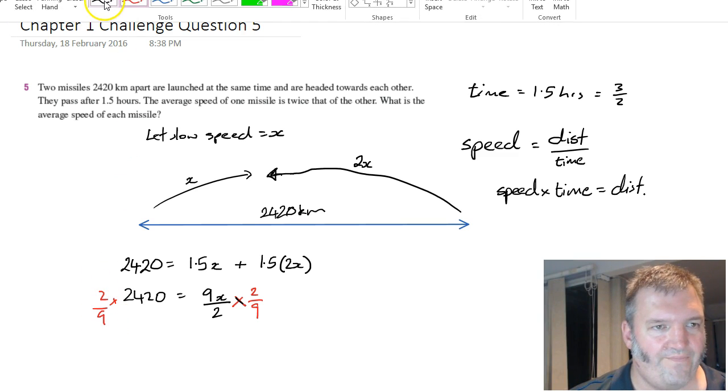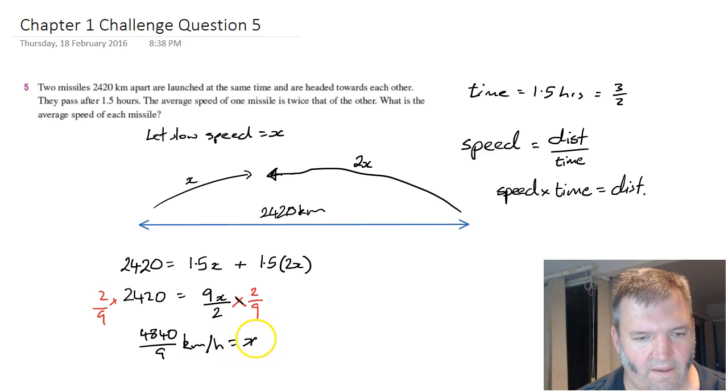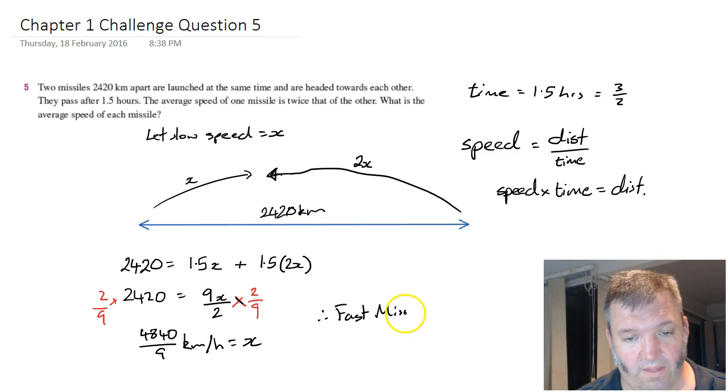And when I do that, you'll see that the speed is 4,840 over 9 kilometres per hour, and that's what we were trying to find. That's the slow speed. What's the fast speed? The fast missile is travelling at 2 times 4,840 over 9 kilometres per hour.